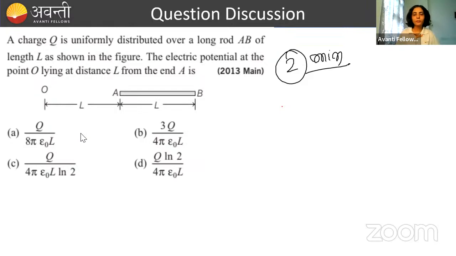What you need to do in the question? I hope the question is clear to everyone. There is a charge Q that is uniformly distributed over the rod given here. That rod is AB. Because of the charge uniformly distributed on the rod AB, you have to calculate the potential at the point O. Clear? This topic you all must have studied in your classroom. Your teachers must have taught this.